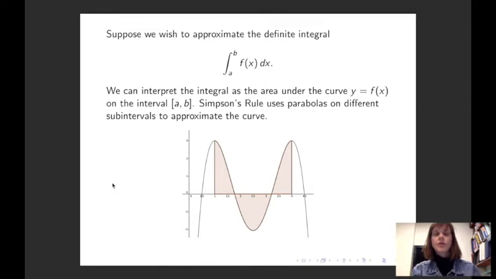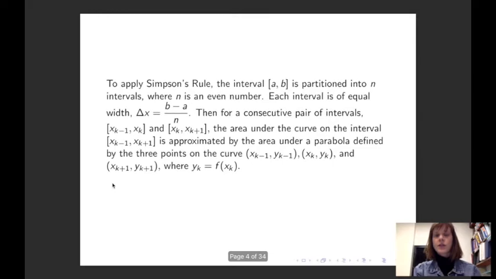Suppose we wish to approximate the definite integral from a to b of f of x dx. We can interpret the integral as the area under the curve y equals f of x on the closed interval from a to b. Simpson's rule uses parabolas on different subintervals to approximate the curve.